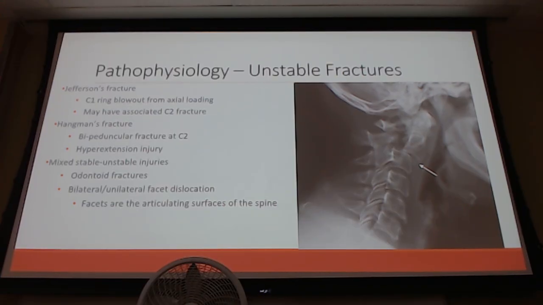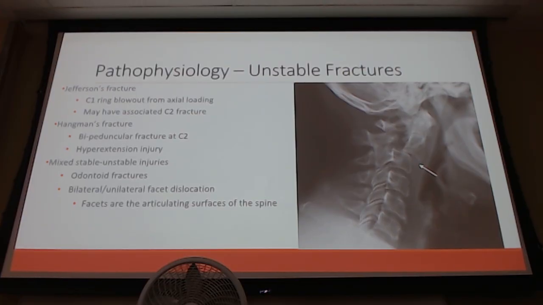So we have our Jefferson. What type of fracture do we see on the right? What's that? Is that the hangman? Yeah, it's going to be a hangman fracture. This one involves C2, and then you have anterior translation of one vertebral body and posterior translation of the other. So that's definitely an unstable fracture.